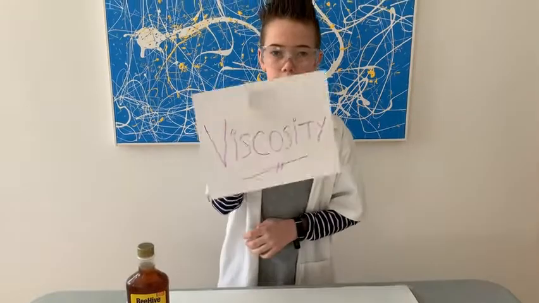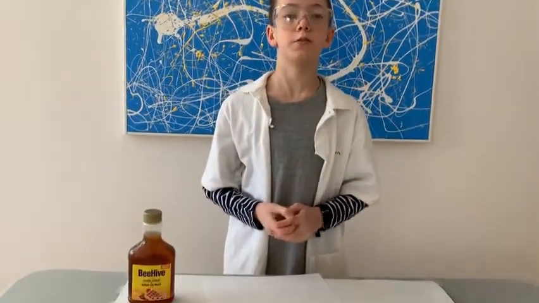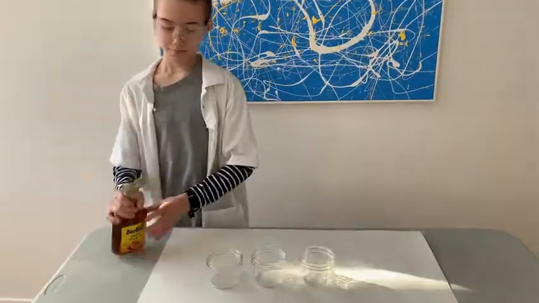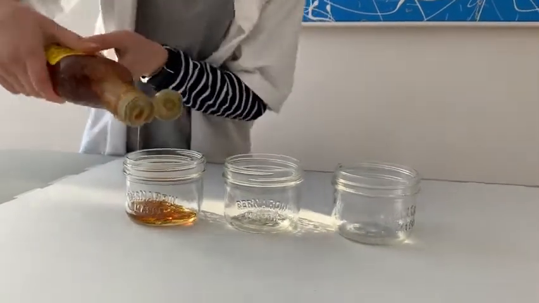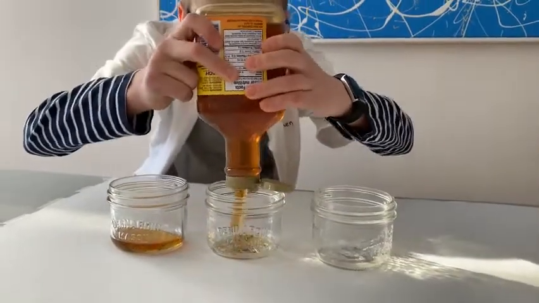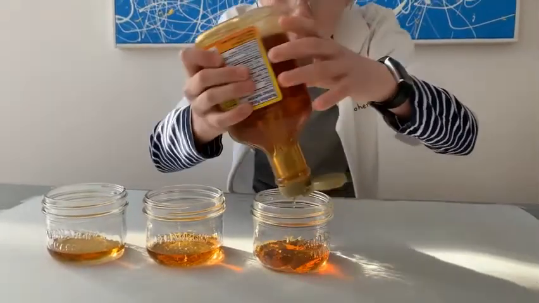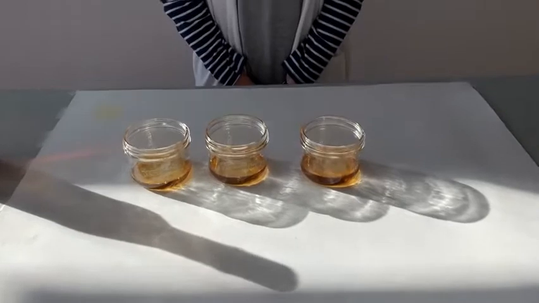Experiment 1, viscosity. Let's see what effect temperature has on a liquid. Today the liquid is corn syrup. The first jar of syrup is going outside for 10 minutes. Let's see how the cold affects viscosity.